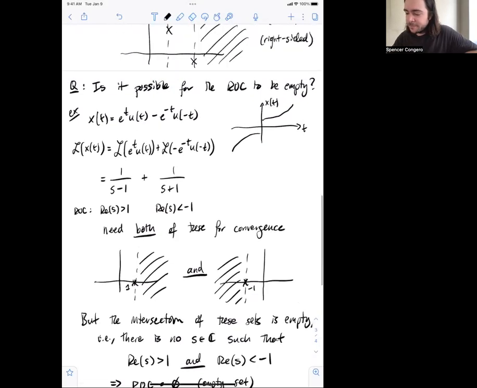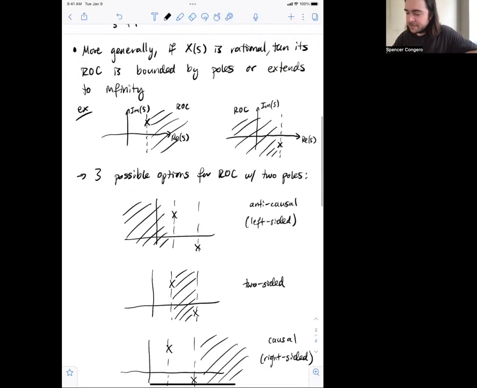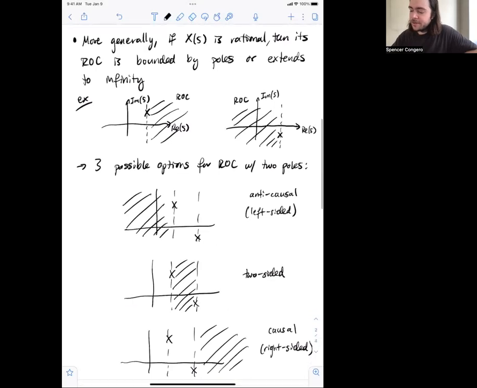And then all these other ROC properties are also useful, especially this one here for identifying what the regions of convergence could be based on the poles.